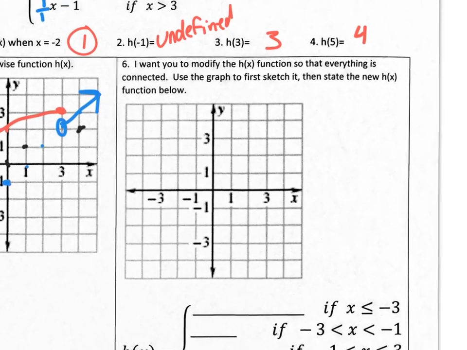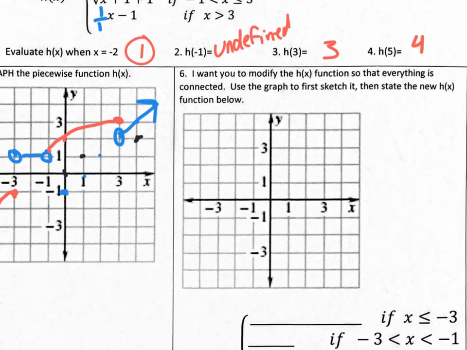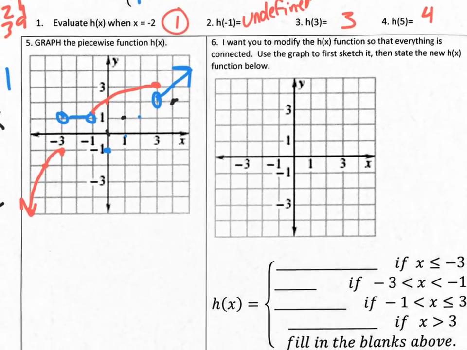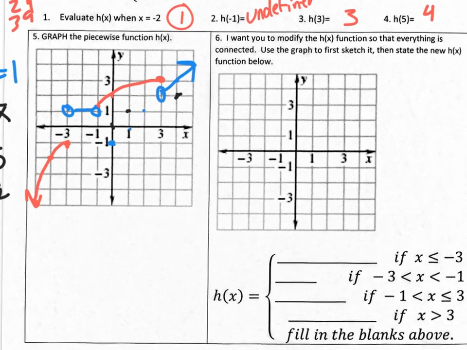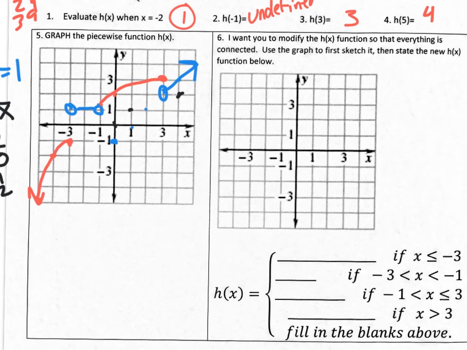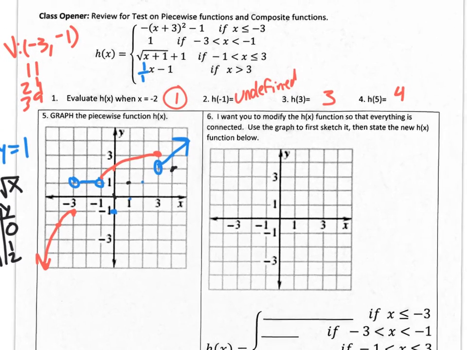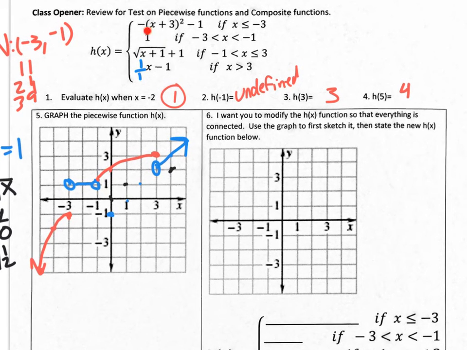The more challenging piece is this. I want you to modify the h of x function so that everything is connected. It says use the graph to sketch it first, and then state the new h of x function below. So in other words, what could I do to this guy to connect it? Well, I could move this half a parabola up. How many units? 1, 2 units, right? So how would we transform that half a parabola 2 units up? What would I have to do if I wanted to transfer it 2 units up?